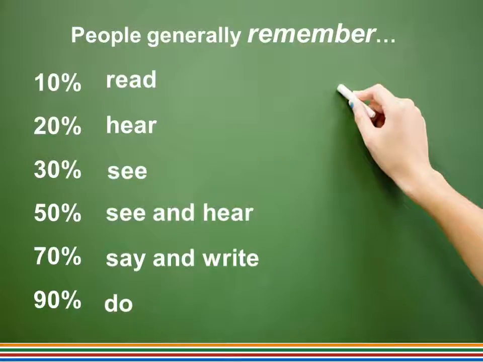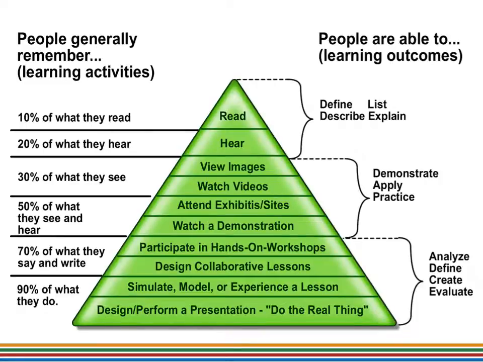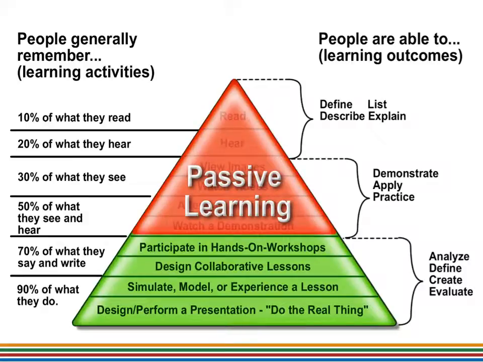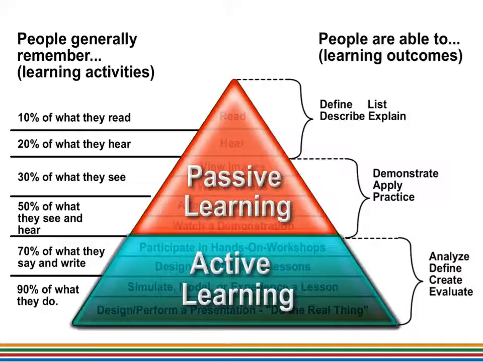Okay, so another way of looking at this is with this. This is a learning pyramid. And at the top we have reading, hearing, viewing, watching, these very traditional methods of learning. And again, as you can see down the side, we have what we've just looked at. The top part we can see is like passive learning. These are very passive methods where the students are sitting there receiving the information from the teacher or wherever. Down at the bottom we've got more ideas such as participating, designing, collaborating, simulating, and experiencing and doing.